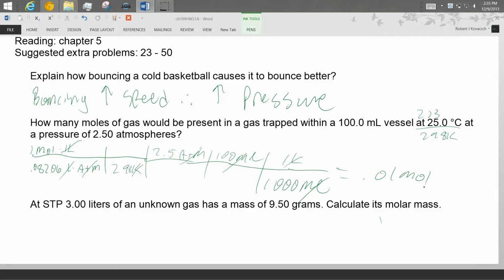Looks like I should have 3 sig figs. I didn't take it out that far. That's still only 2 sig figs. Does anybody have that to the 3rd sig fig? No? It's all right.